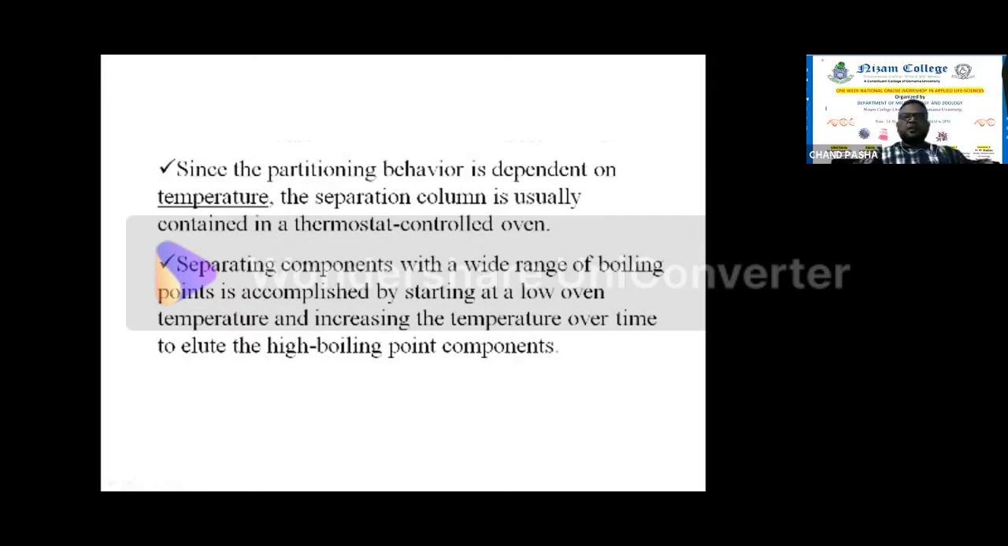Since the partition behavior is dependent on the temperature, the separation column is usually contained in a thermostat-controlled oven. Whatever the oven is, you need to maintain a fixed temperature here. Sometimes the stationary phase is even liquid, stationary phase, not the supporting phase. In the column, you will have some liquid which has a high boiling point. Here the mobile phase is, as usual, gas.